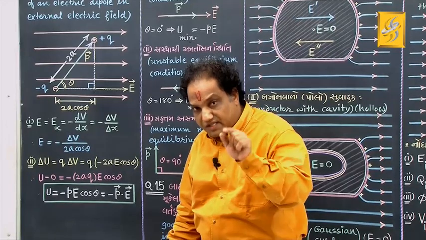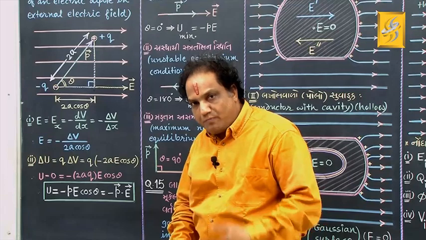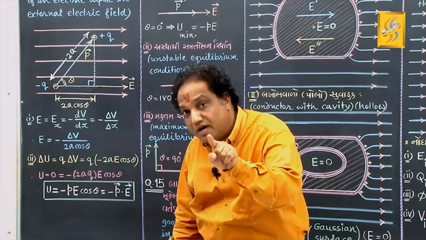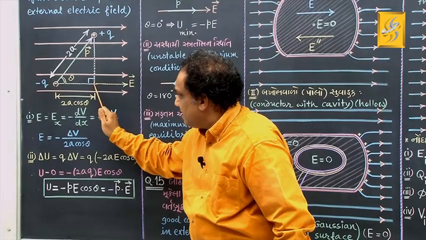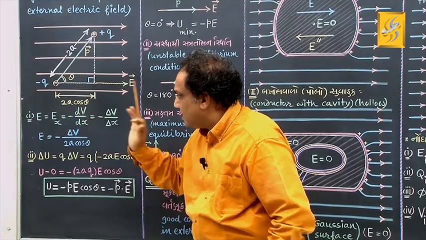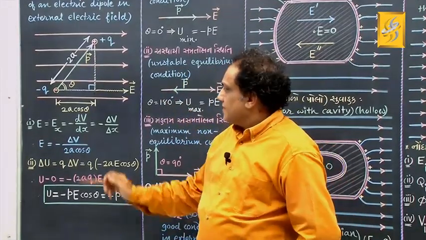Component of 2a adjacent to theta. What is it? 2a cos theta. Component of 2a adjacent to theta is how much? 2a cos theta. And that's what I have written here. This much length is 2a cos theta. Correct? Fine.